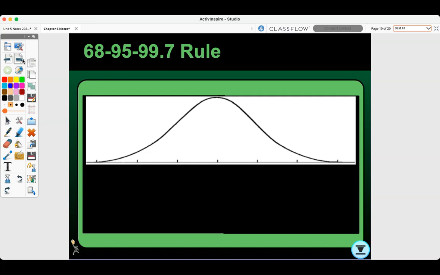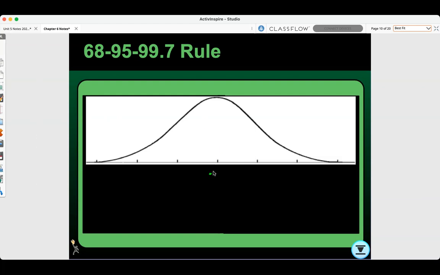Let's look at the 68, 95, 99.7 rule. This is something good to have memorized. So when we talk about this, your mu is at the center. So here would be my mu. And this is one standard deviation to the right. So this would be mu plus sigma. This is two standard deviations to the right, so this would be mu plus 2 sigma. And this is three standard deviations to the right, so this would be mu plus 3 sigma.